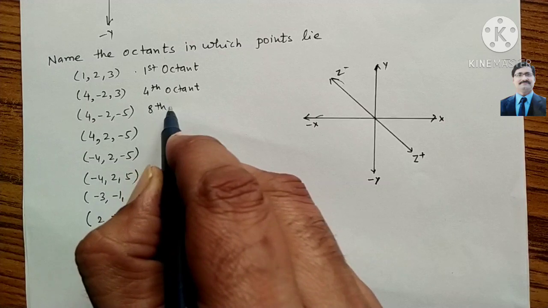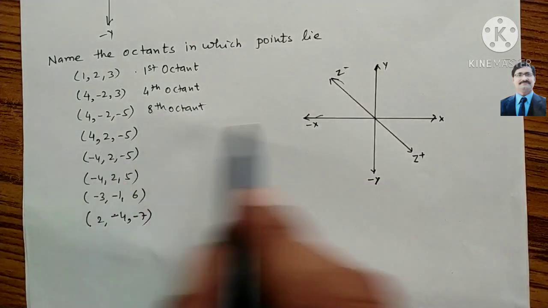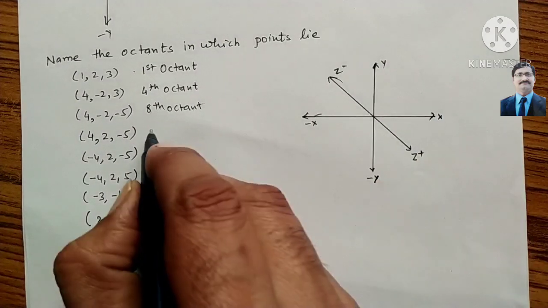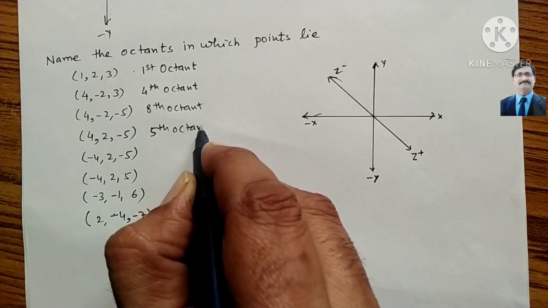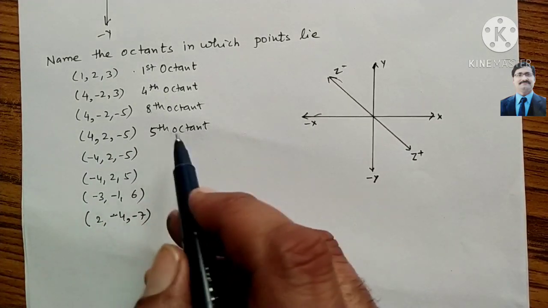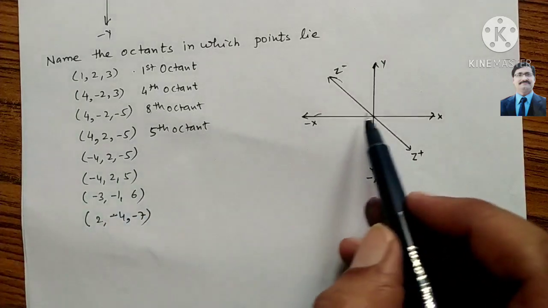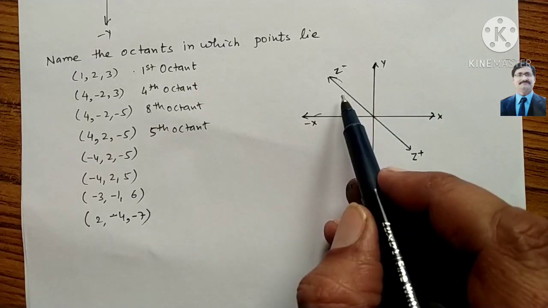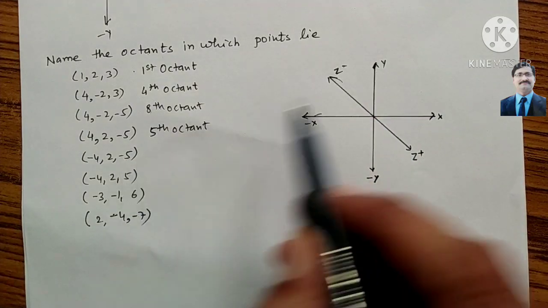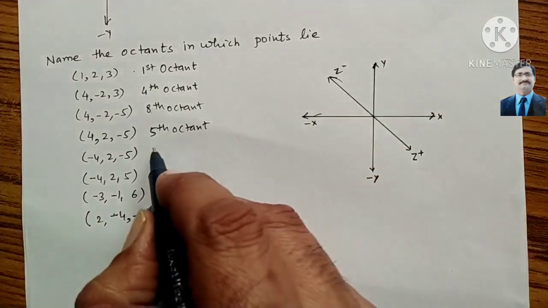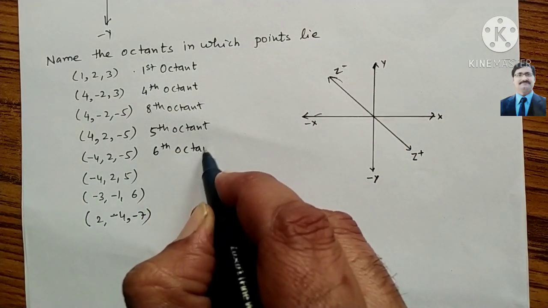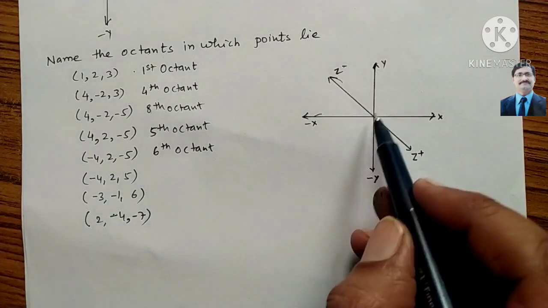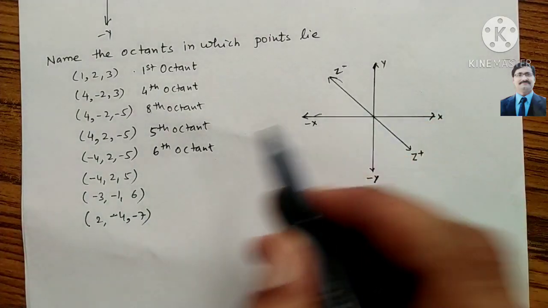8th octant. Okay, and here x is positive, y is positive and z is negative, so 1 plus 4 is the fifth octant. Look here, z is negative, so we have to add 4. X is negative and y is positive, so it is in the second quadrant, but z is negative, so we add 4. 2 plus 4 is 6, the backside, so the sixth octant. Okay, and here x is negative, y is positive, and z is also positive, so it is only in the second octant.